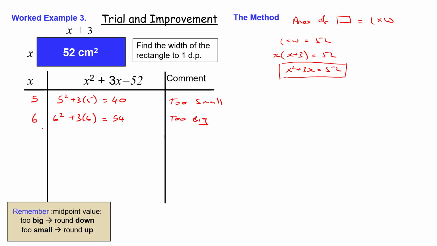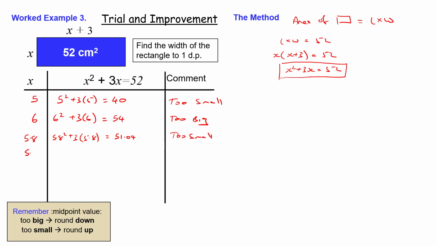So one's too big and one's too small. So I'm going to try something in between. Now, to cut it short for this third equation, because I think you have a method, I'm going to try 5.8. Okay, 5.8 squared plus 3 times 5.8 is equal to 51.04. It's close, but it's too small.